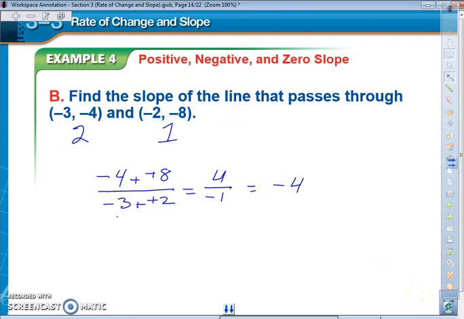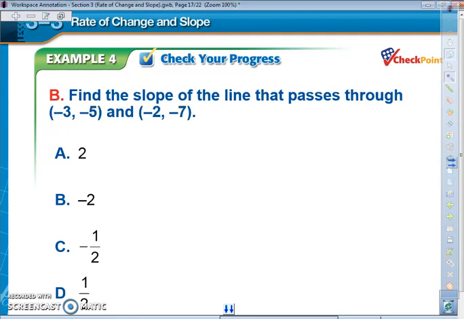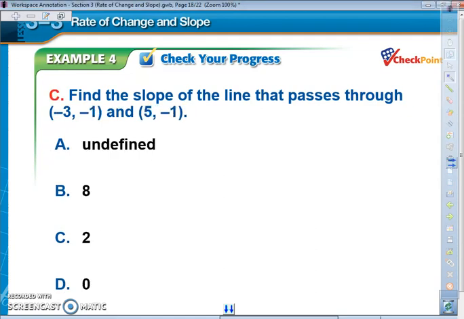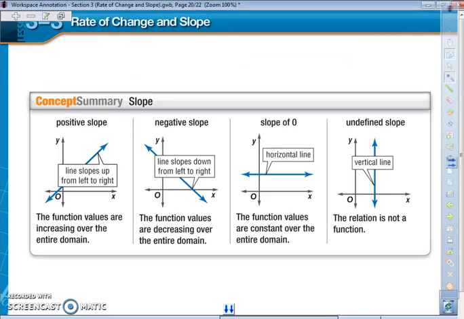All right. Well, we've got a few more examples right here that I'm not going to go through. If you want to pause the video and look at these and work them out, that would be great practice for tomorrow. Okay. As far as undefined, we'll talk about that tomorrow in class. Hopefully y'all are keeping up with everything. This is pretty good right here. If you know positive slope, negative slope, slope of 0, undefined. This is good stuff.